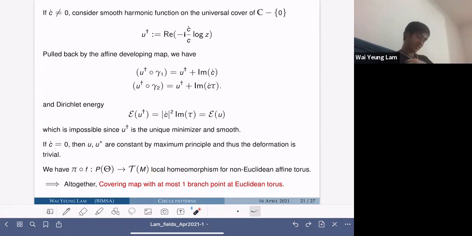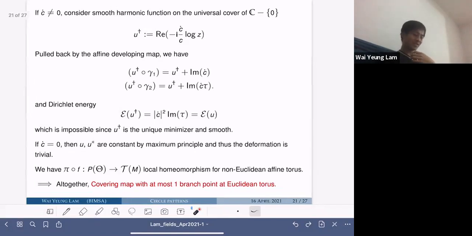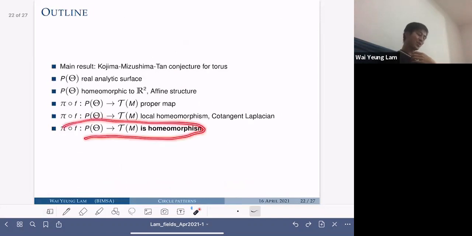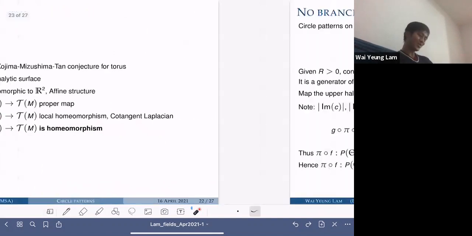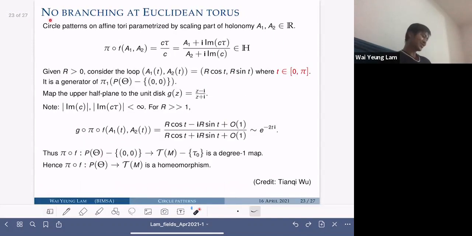Everything we're looking at are non-Euclidean affine tori, so we have this C and tau. And altogether, this thing is a covering map with at most one branch point, and that branch point may be at the Euclidean torus. We don't know whether it's a branch point. But the claim is, there's no such branch point. Okay, so that's the final slide. There's no branch point at the Euclidean torus.